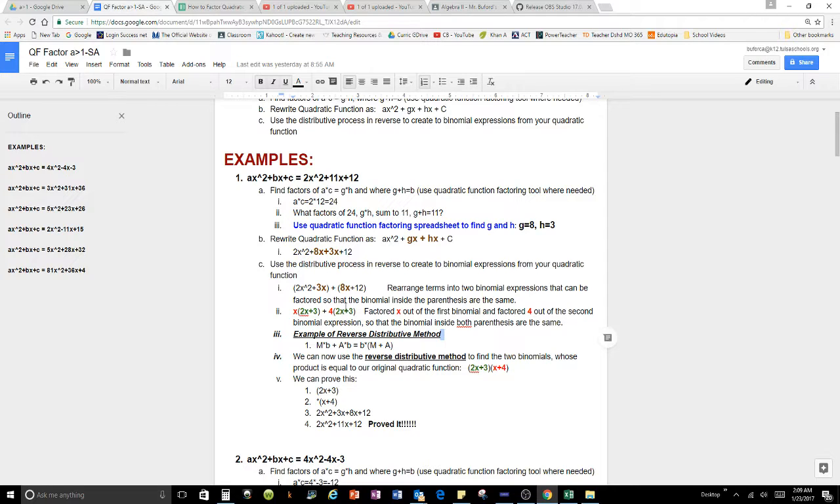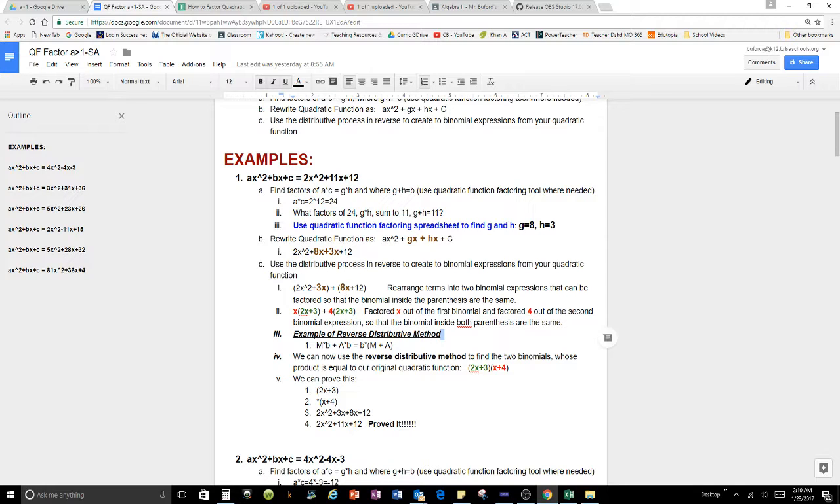And that's why when we decided initially, we said, okay, we've got 8x here and we got 3x here, and remember we got those from solving for g and h here. And we said, okay, we have these two. Which ones are we going to associate these two terms? Are we going to associate the 3x with 12, or are we going to associate the 3x with the 2x squared? And so we decided to associate the 3x with the 2x squared and the 8x with the 12.